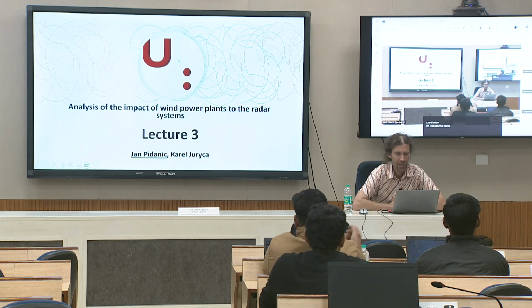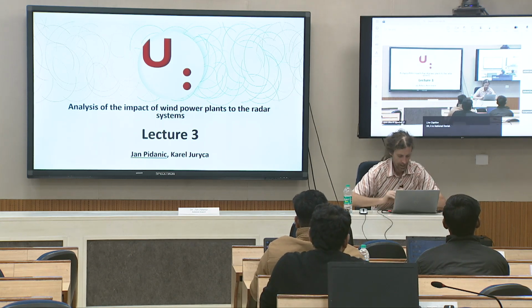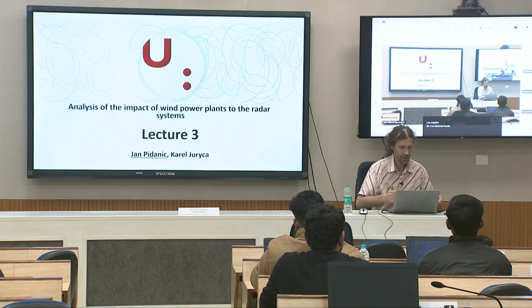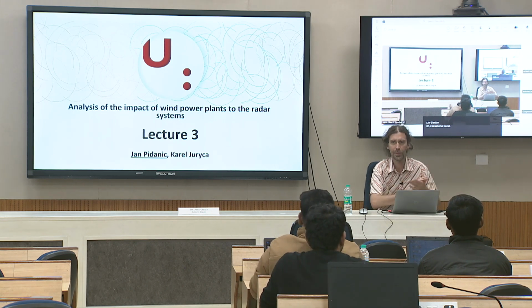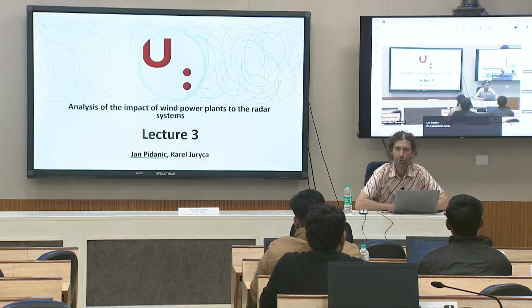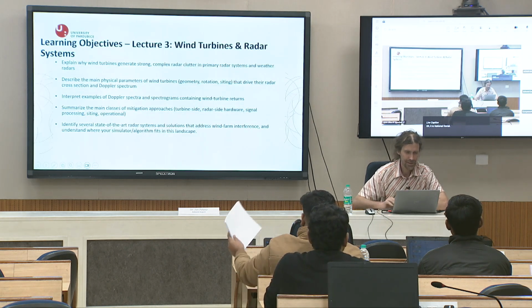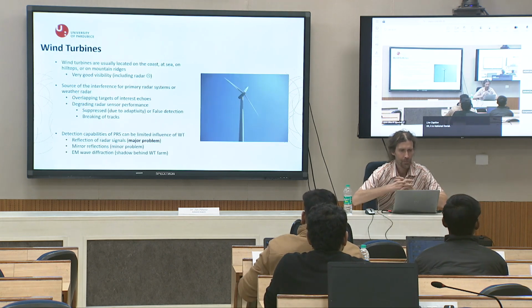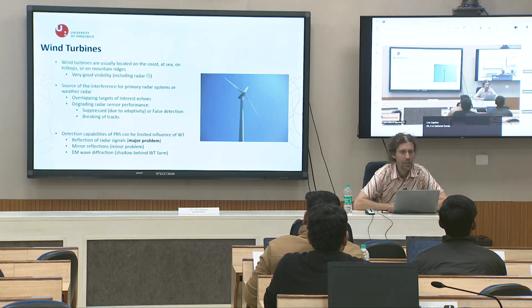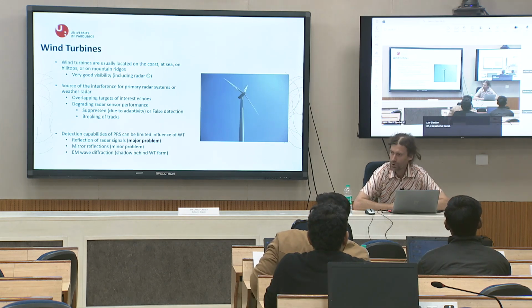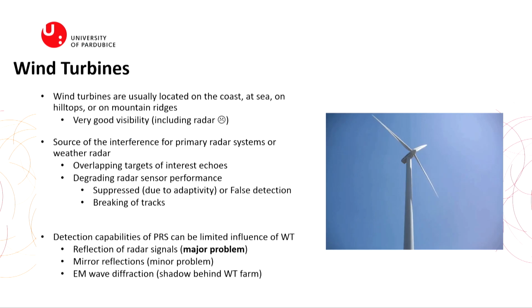So welcome. We will start with lecture 3, and we are back from radar system theory to the wind turbines problem. So where is the wind turbine problem? Wind turbines are usually located, of course, on the coast, at sea, on hilltops, on mountain ridges and so on, where there is very good visibility.